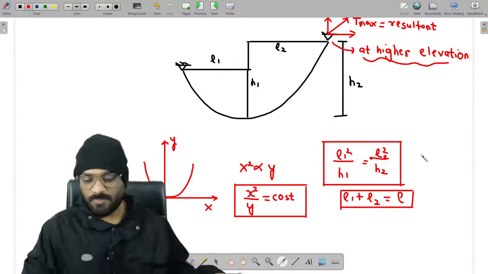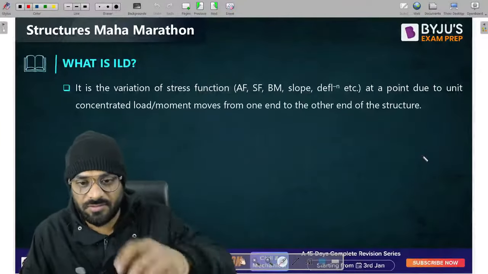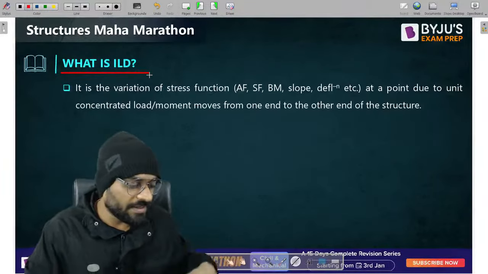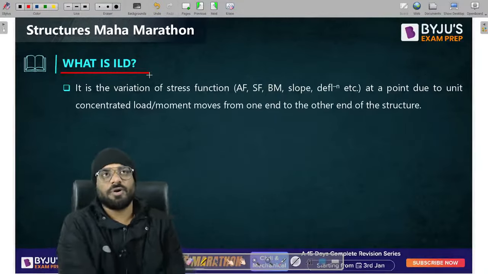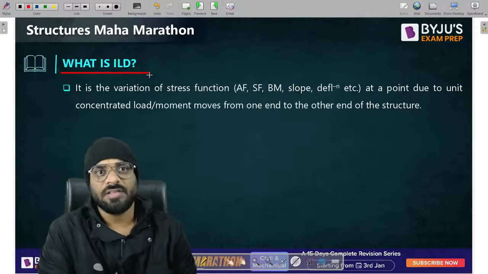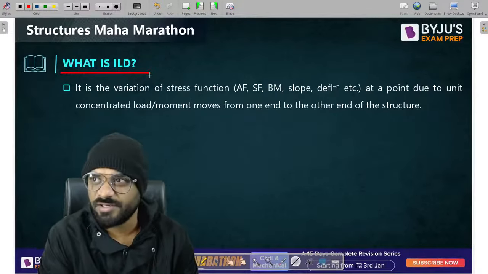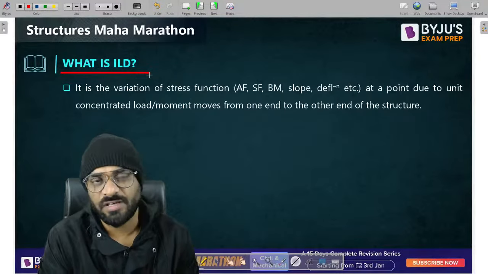Clear? Okay. Now let's start the ILD part. Now what is ILD? ILD is nothing but, guys, as you know, in our structure, if you apply a certain action, then we may have some response, and that response may be in the form of internal reaction, external reaction, slope and deflection values.